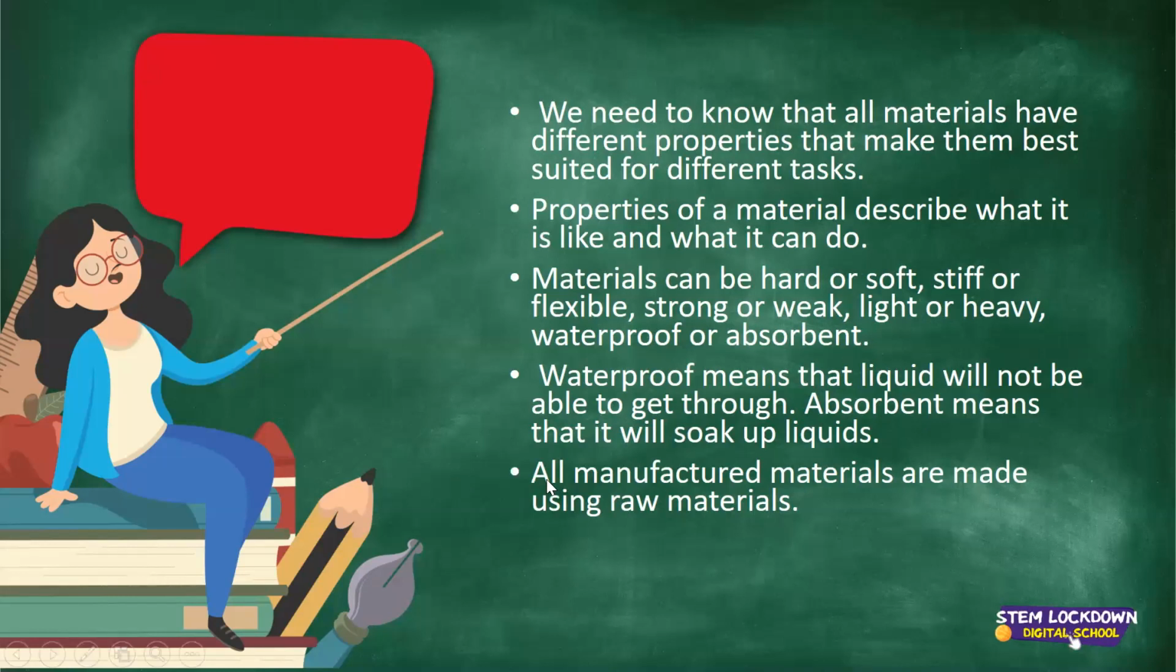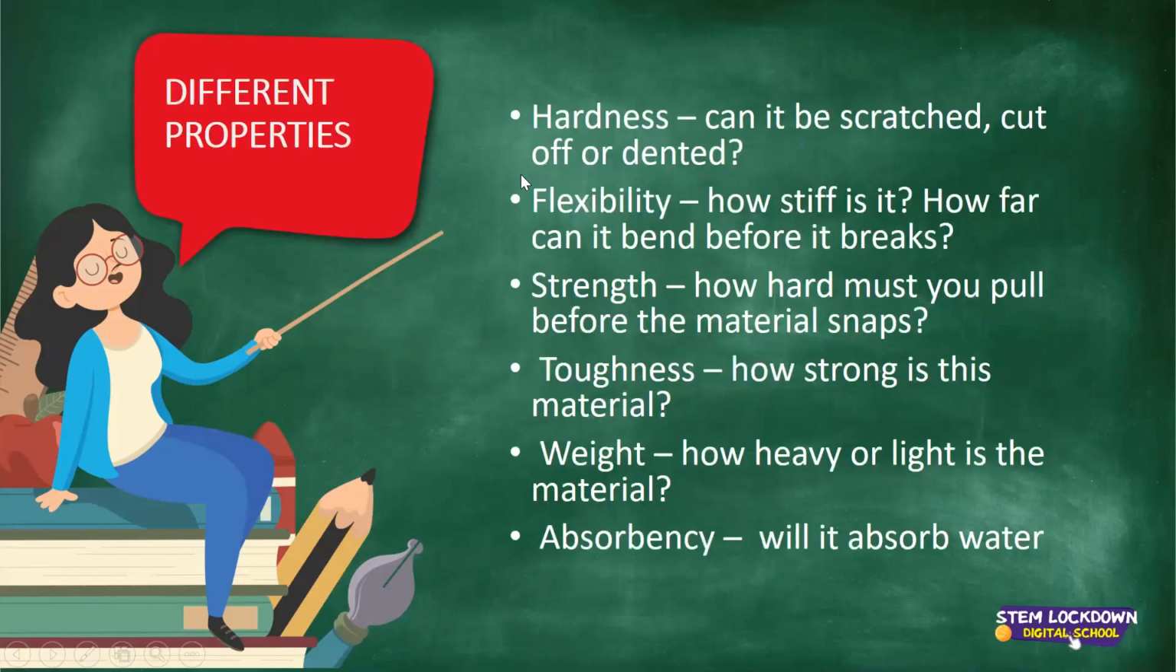And then what else you need to know about properties is that all manufactured materials are made using raw materials. This one we also stated, and I also explained it thoroughly in our previous lessons, that all materials that we have that are manufactured were made from raw materials, because all manufactured materials are made by humans.